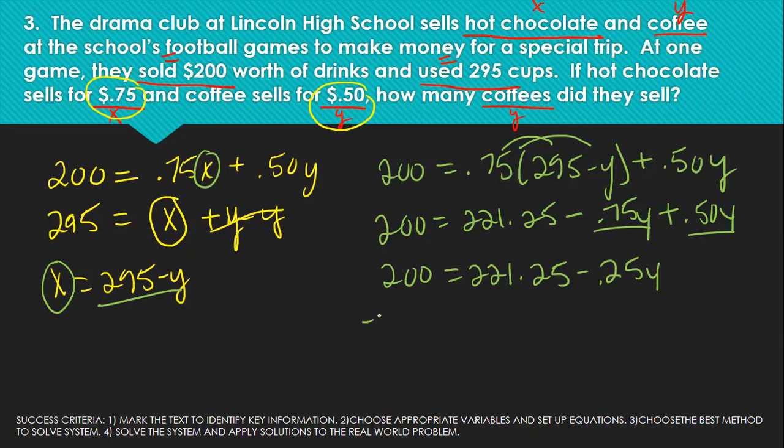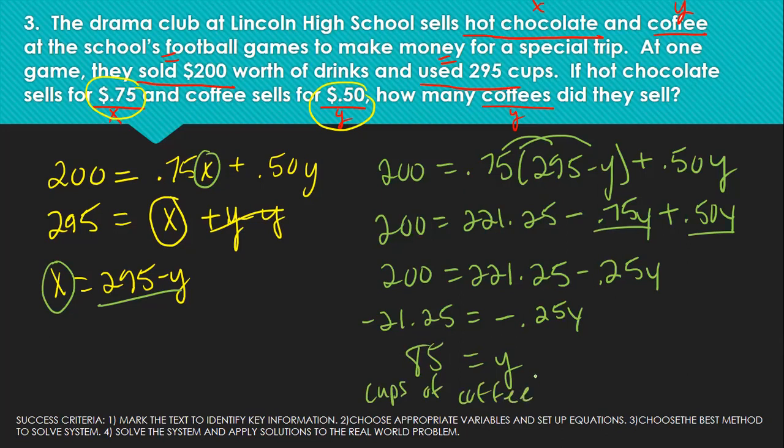So we're left with negative 21.25 equals negative 25 hundredths y. Then the last step is to divide. So after we divide, what are we left with? Y equals 85. So we get 85 equals y. And what does 85 mean? Cups of coffee. And is that all it wanted me to find? It just said how many cups of coffee were sold. Did it ask about hot chocolate? Nope. Did I figure it out though? Yes, but it didn't ask.